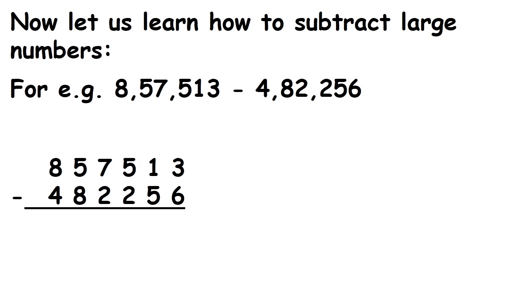Step number 1. Arrange the numbers as per their place value. Step number 2. Start subtracting the numbers from the units place. So the numbers given here in the units place are 3 and 6. So we will minus 6 from 3. But since 3 is a smaller number, we have to borrow.